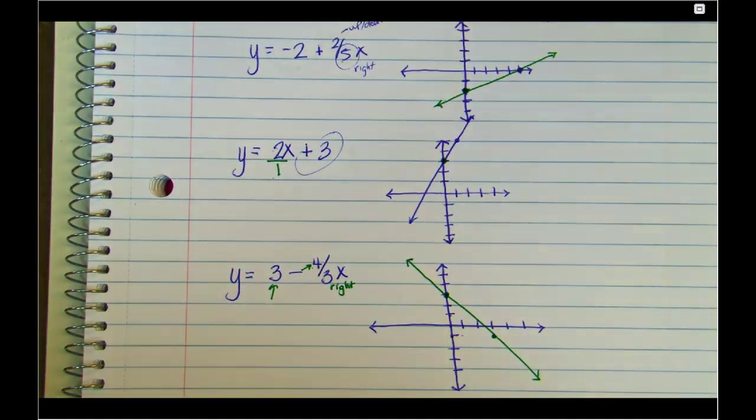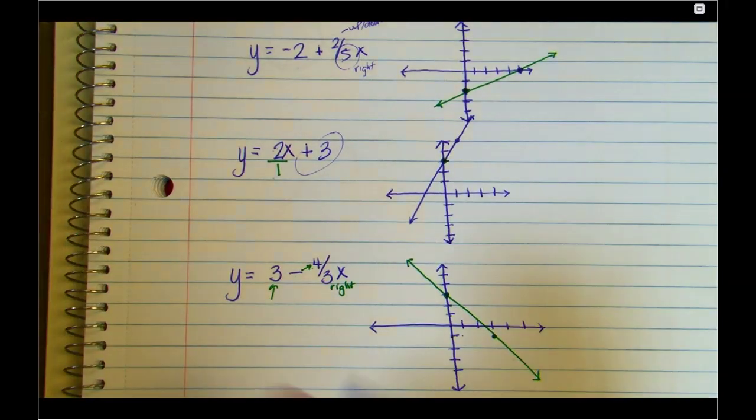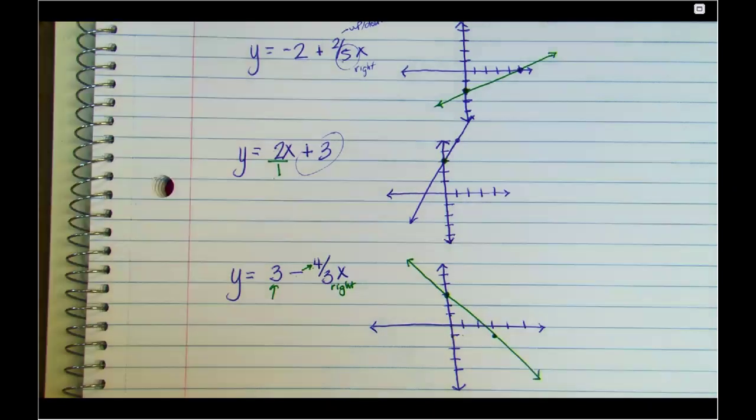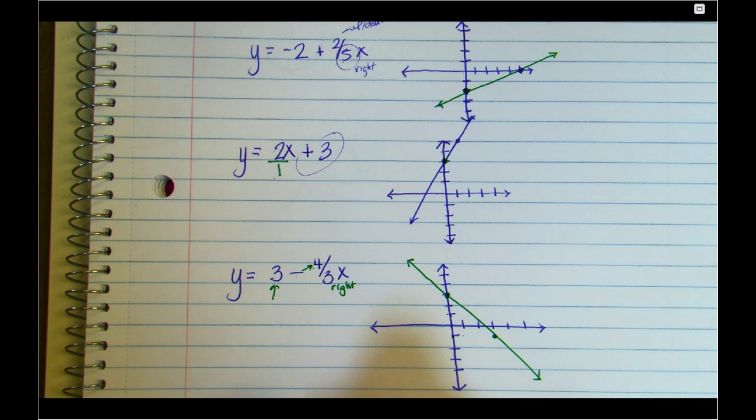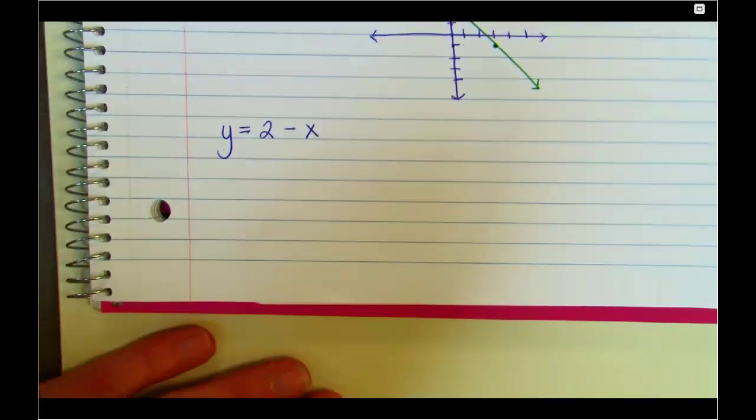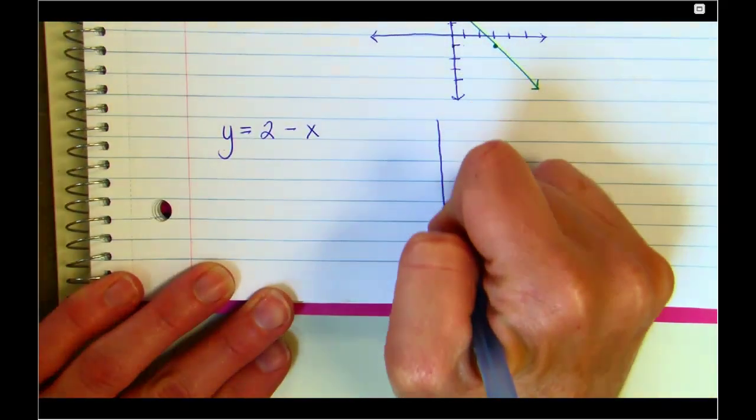Okay, here's the last one that we're going to do. So y equals 2 minus x. There you go. Let's draw our graph first.